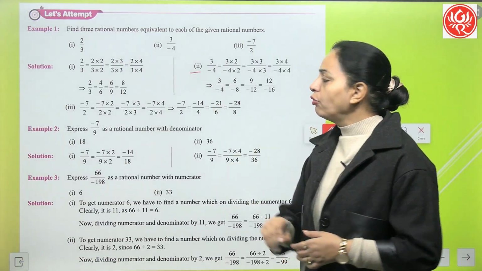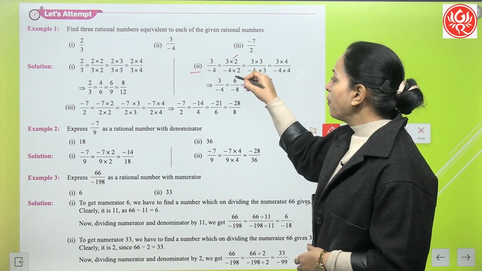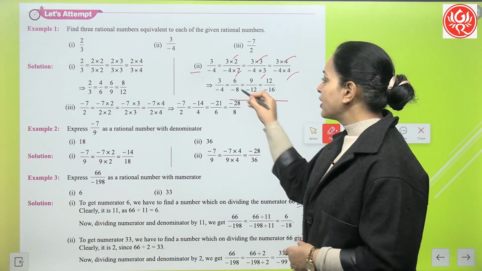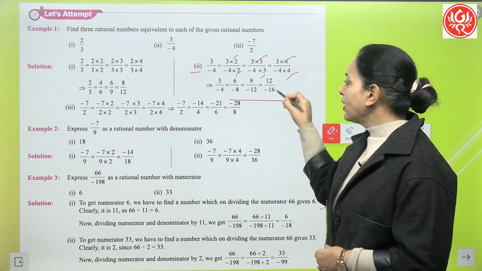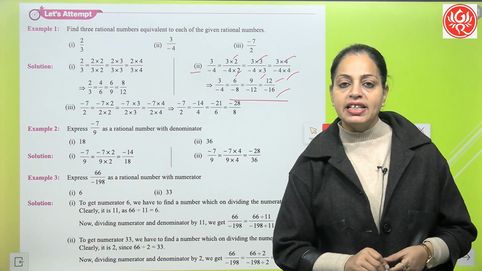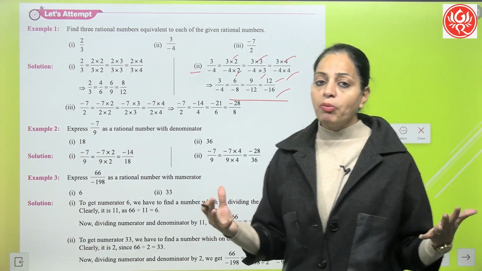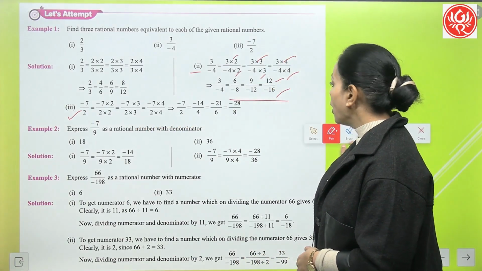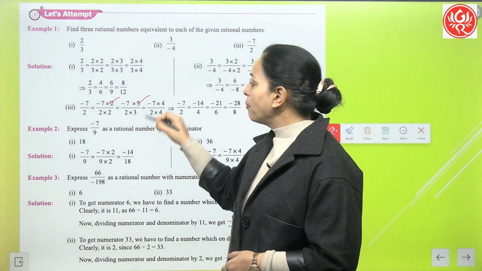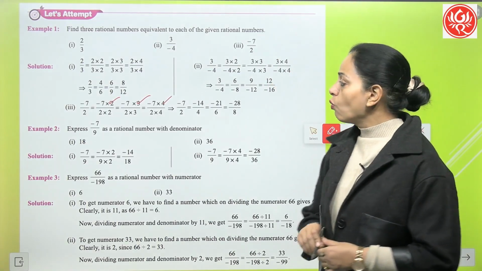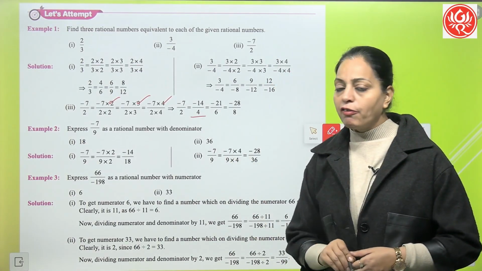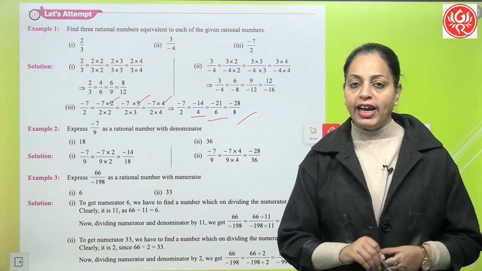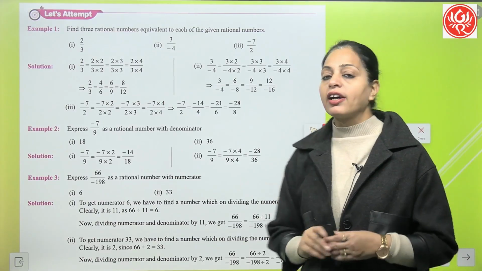Now the second part, 3 upon minus 4, multiply by 2, multiply by 3, multiply by 4. So what are we getting? 6 upon minus 8, 9 upon minus 12, 12 upon minus 16. So in this way we can find so many rational numbers, right? Now the third part, minus 7 upon 2, multiply by 2, 3, and 4. So what are we getting? Minus 14 by 4, minus 21 by 6, minus 28 upon 8. Right? So I hope these are clear to you.